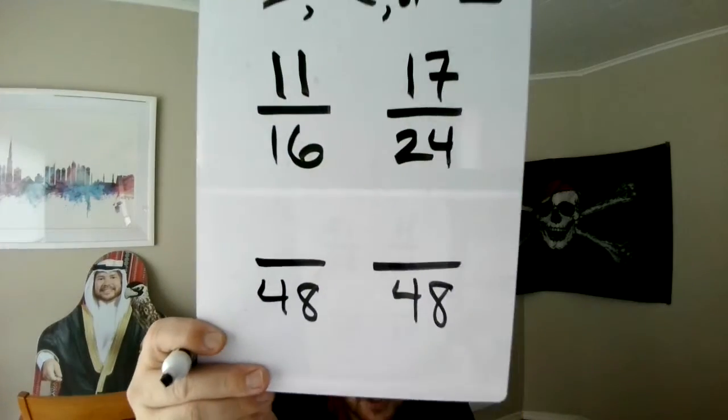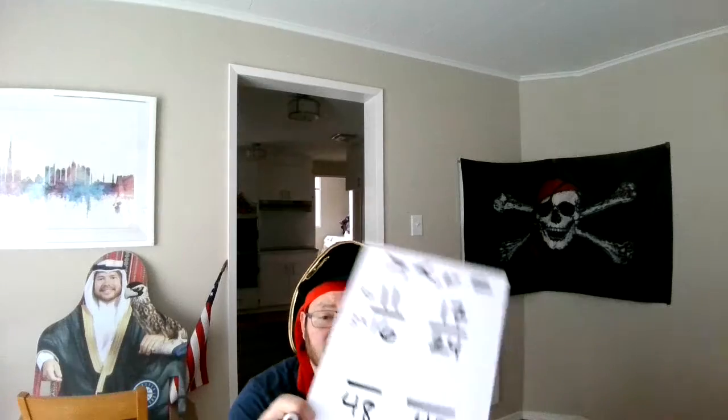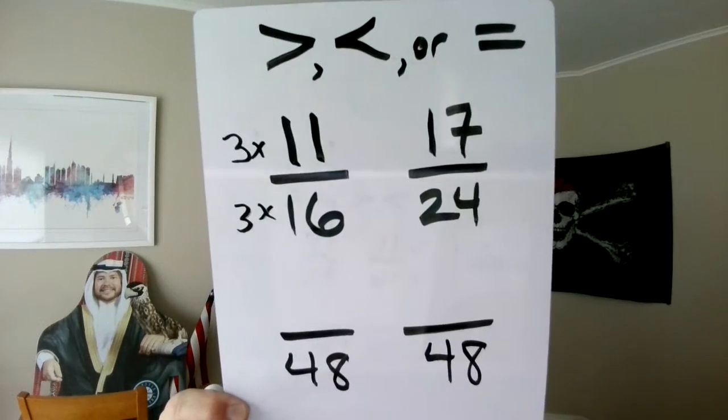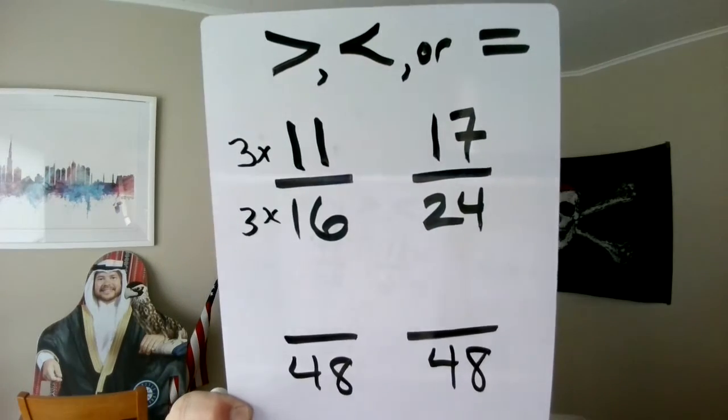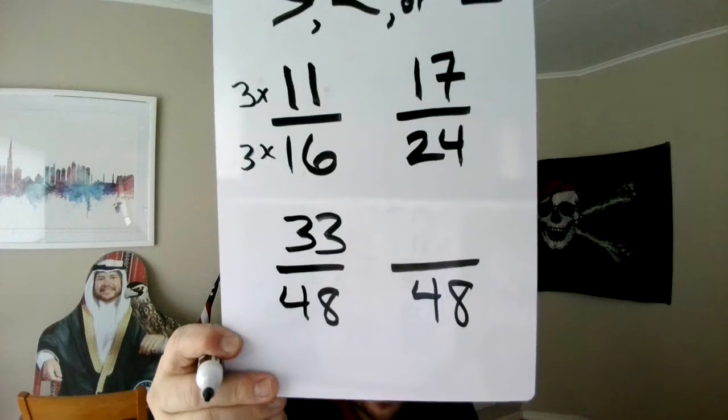So I just got to figure out how to turn them into 48s. So the 16 I got to multiply by 3 to get 48. So then what do I have to do to that numerator? I also have to multiply by 3. So that gives me 33/48. That's the same as 11/16. So 33/48 is equivalent to 11/16.